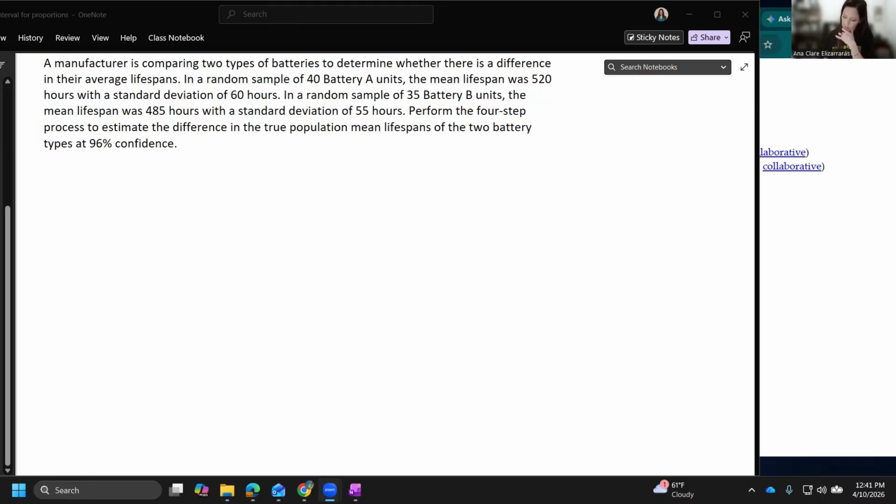A manufacturer is comparing two types of batteries to determine whether there is a difference in their average lifespans. In a random sample of 40 battery A units, the mean lifespan was 520 hours, with a standard deviation of 60 hours. A random sample of 35 battery B units had a mean lifespan of 485 hours, standard deviation of 55 hours. Perform the four-step process to estimate the difference in the true population mean lifespans of the two battery types at 96% confidence. So what are we doing? We are creating a confidence interval. And at what level? 96%.